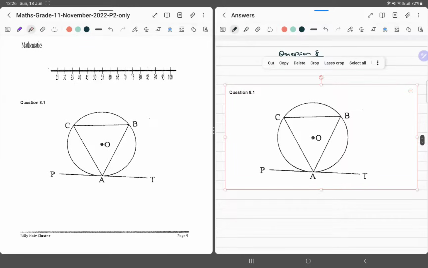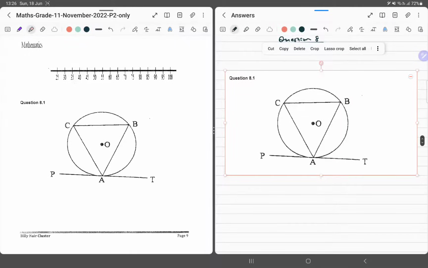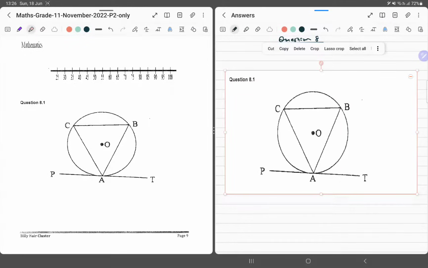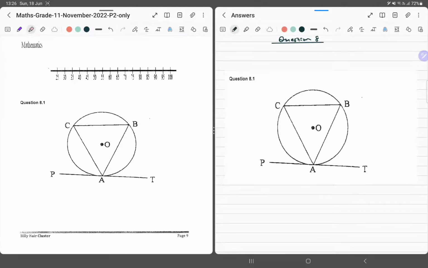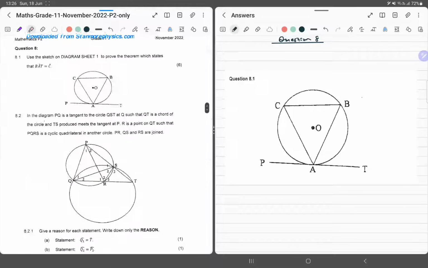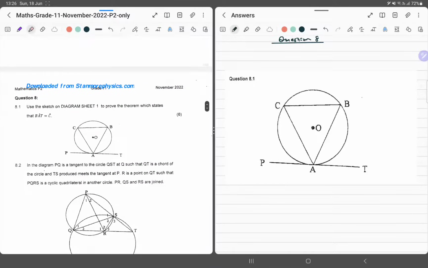Okay, I think the sketch is big enough before it starts looking funny. We have to keep it looking like a circle. Okay, that's fine. Now we're doing 8.1. It says we must prove that BAT, this angle, is equal to angle C. So that's what we are trying to prove. Not a problem. So what do we do here?